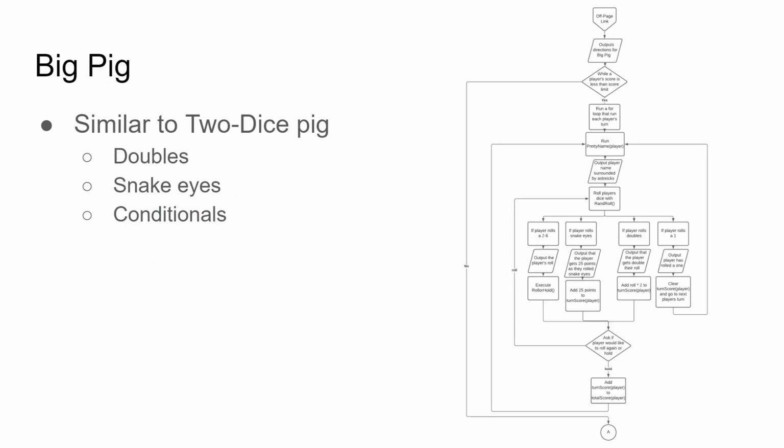Next, Big Pig is a variation of 2-dice Pig. However, when a player rolls doubles, the roll is doubled. For example, double threes is scored as 12 points. In addition to this, when a player rolls Snake Eyes, the turn score is increased by 25. The program also has unique conditionals that identify doubles as separate from double ones, and single ones as separate from double ones.